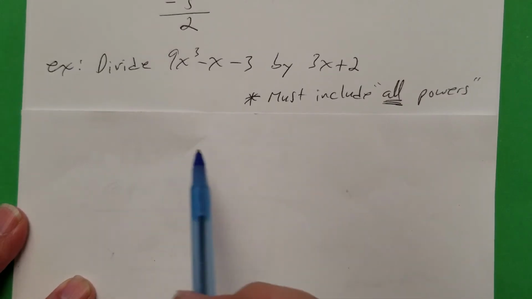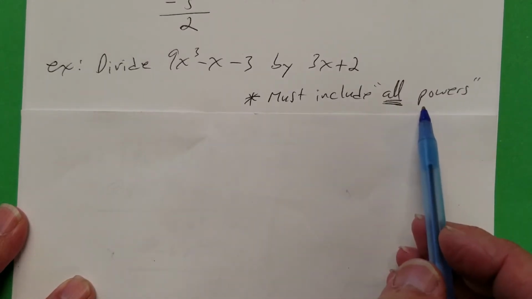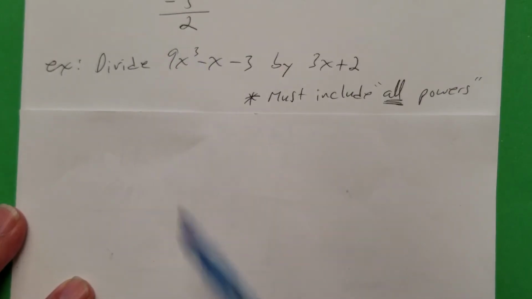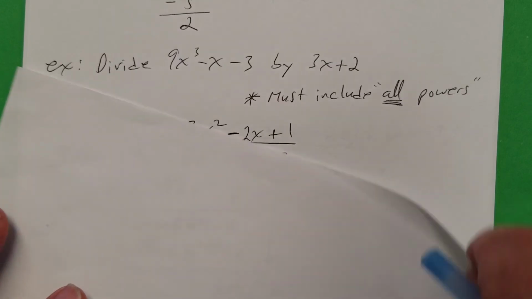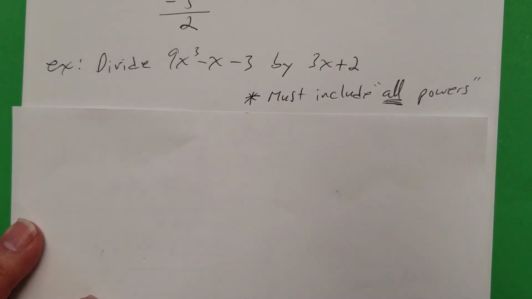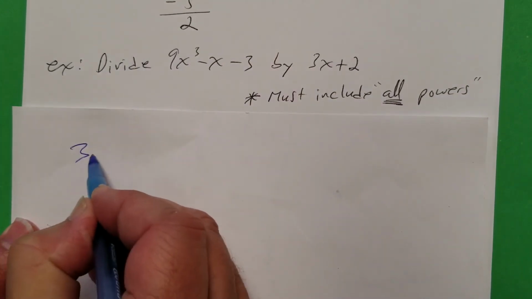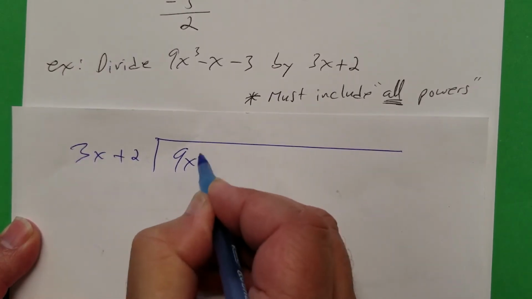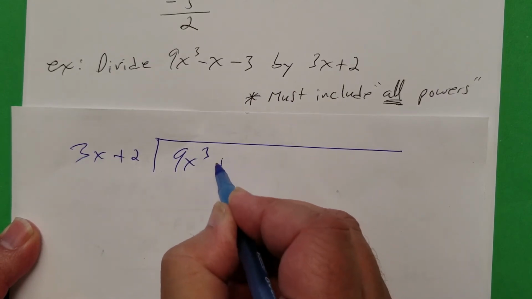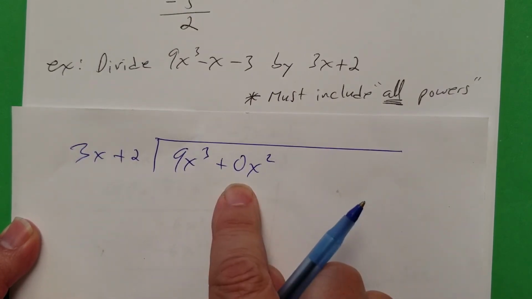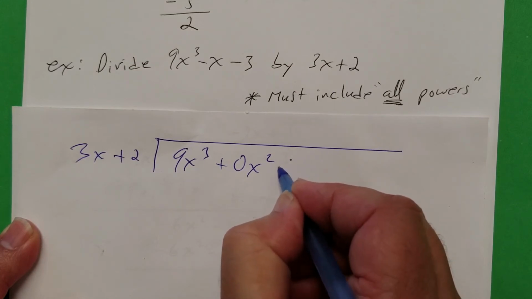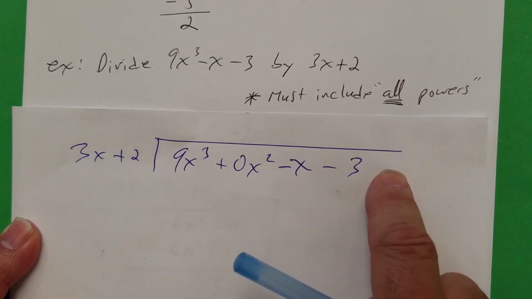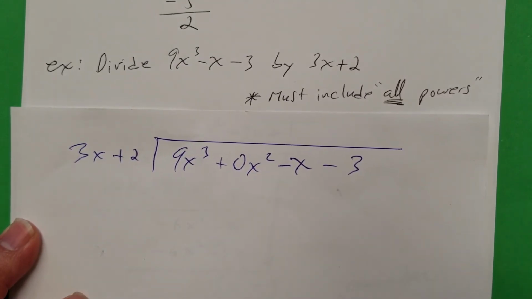The way that this long division works is you have to include all powers. Notice I'm missing a power here. This is power 3, power 1. I'm missing power 2. So I have to make up for it. Again, let me do it with you. 3x plus 2 into 9x to the third. I need the x squared. So plus 0x squared, minus x minus 3. So you have to include all the powers. Okay? So here we go.